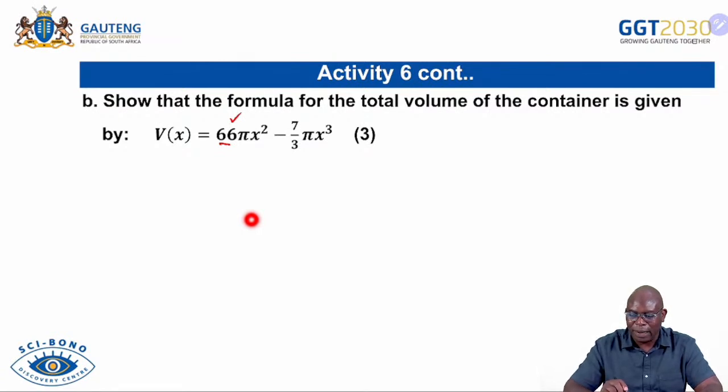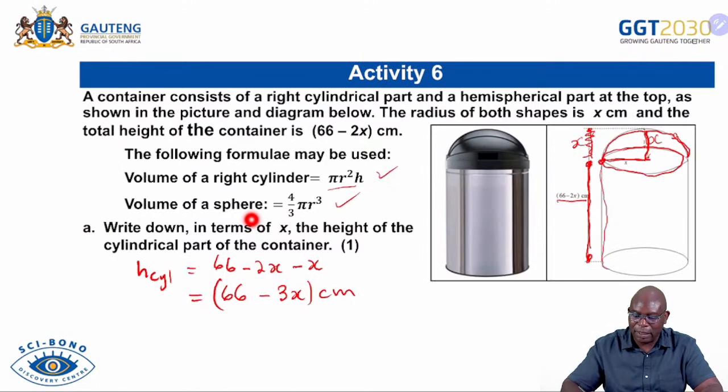Okay. Now I've been given two formulas. Remember the part that is on top. Let me go back. The part that is on top there, it's a hemisphere. It is not a sphere. The formula that is given is a formula for a sphere. So for me to get the formula for the hemisphere, hemisphere means half of a sphere. So you see why they gave you that formula.